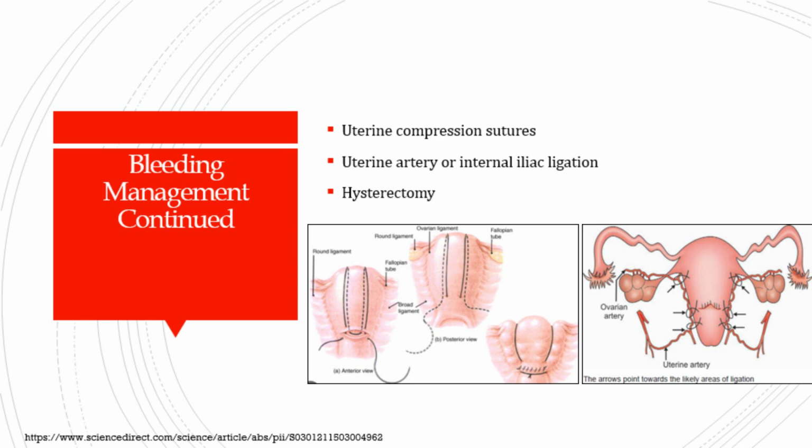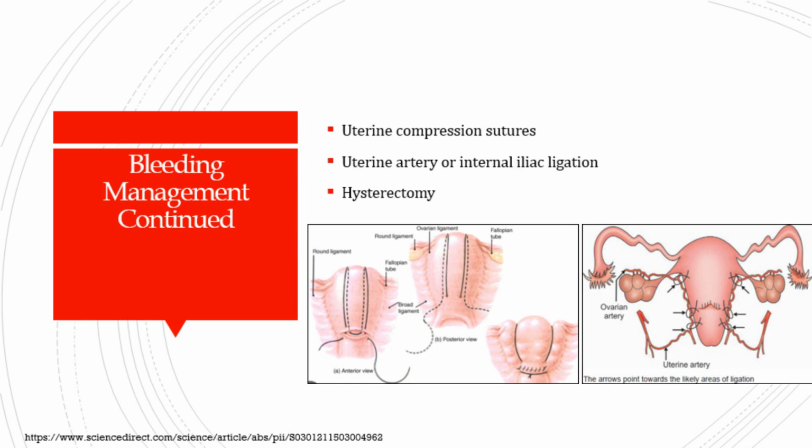The diagram on the right depicts arrows that point towards the areas of possible ligation of the uterine artery. If internal iliac artery ligation is performed rather than uterine artery ligation, the artery should be ligated 2 cm from the bifurcation of the iliac artery. This should be performed bilaterally but can be done on one side only.